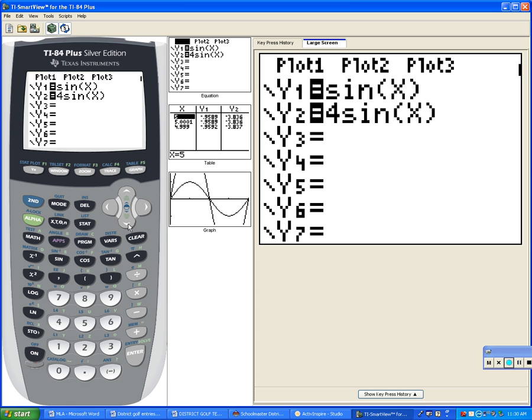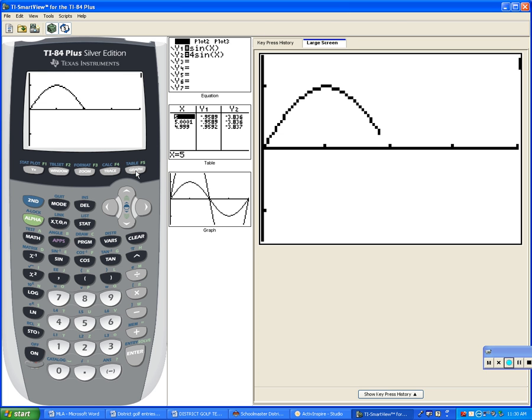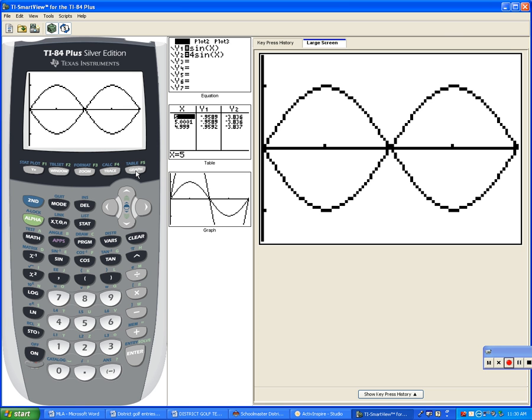What would happen if I tucked the negative sign in there? It would flip-flop it over the x-axis. And so that means that instead of going up to start with, it's going to go down to start with instead. So all the rules that we've talked about in terms of transforming functions hold true also for the sine function as well.